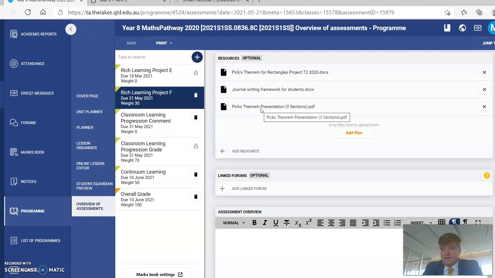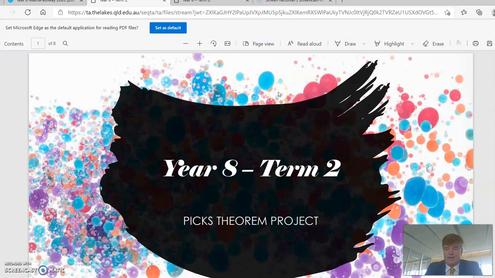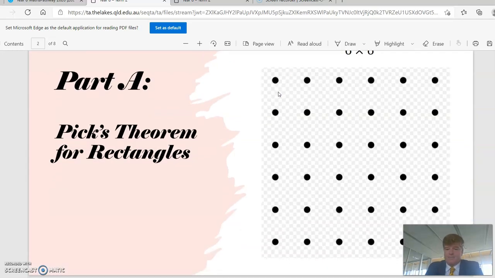If you go to sector, you'll see there's a few documents that are all worth looking at, but we particularly want to look at the presentation document here. And the project's split into three parts. The first part starts with us drawing a grid of 6 by 6. So draw that in your notebook.